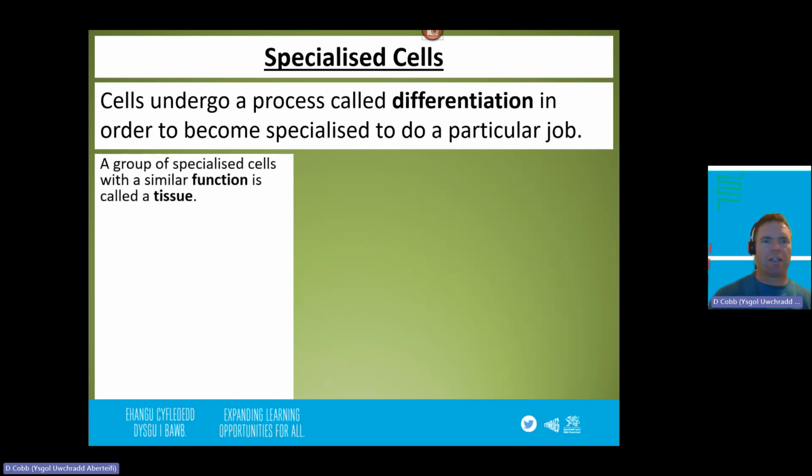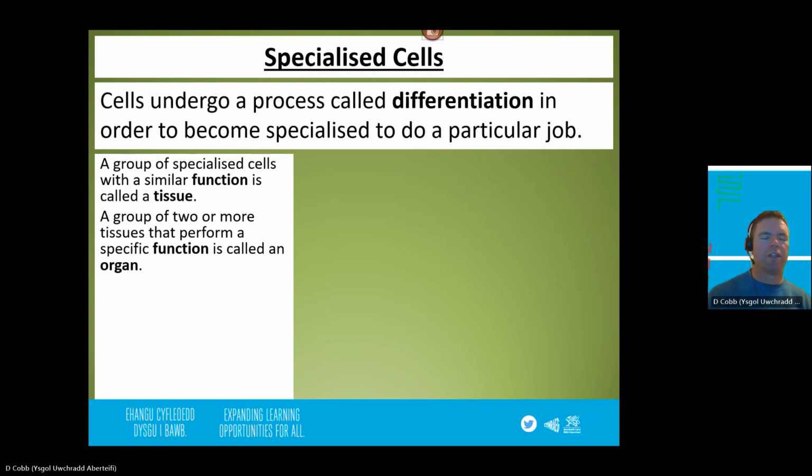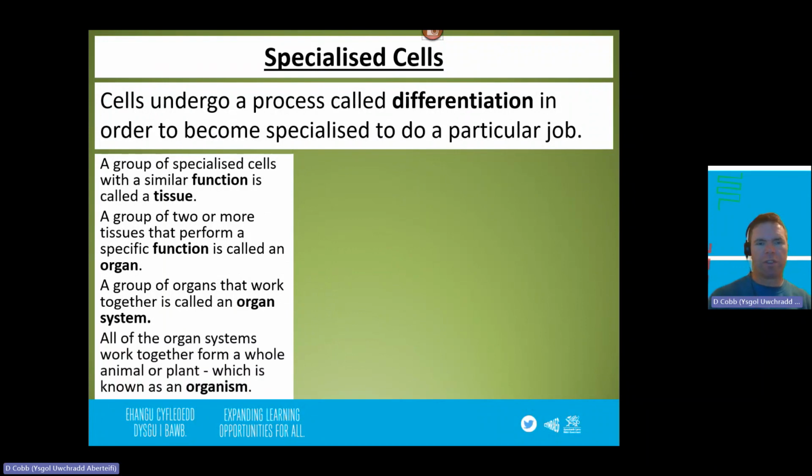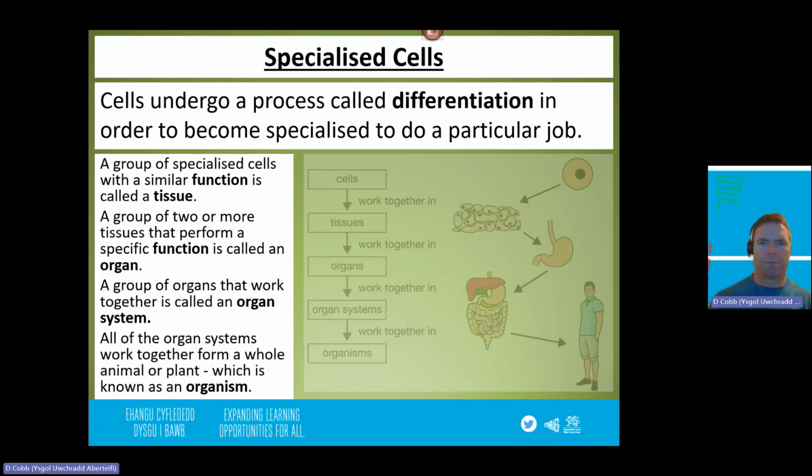And then when you take those specialized cells and get a group of them together to carry out a similar function, we call that a tissue. So here we're looking at levels of organization. When we get two or more tissues that together perform a particular function, we refer to that as an organ. If we go further and look at a group of organs that work together, we refer to it as an organ system. And then we have all of the organ systems that work together to form a whole animal or plant, and that is known as an organism.